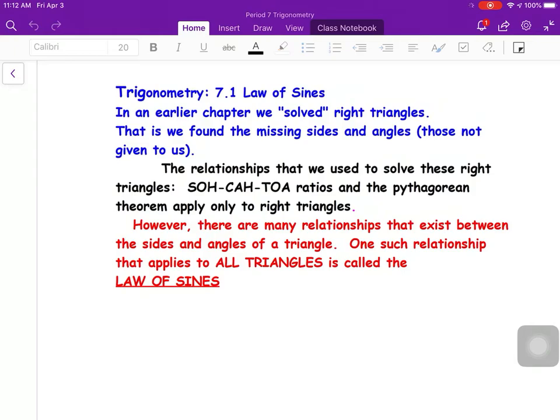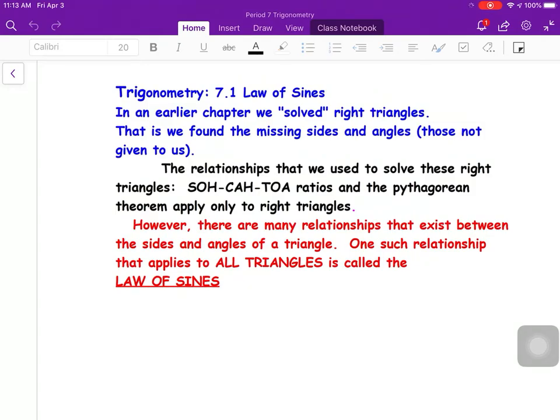So in Chapter 7, we're going to be solving triangles once again. We actually had a chapter earlier in trigonometry where we solved right triangles. So the techniques that we're going to be learning in this chapter will allow us to solve triangles that are not right triangles. If they're a right triangle, we can of course use the Pythagorean theorem to find missing sides if we know two sides, and we can also use the SOHCAHTOA right triangle trig ratios.